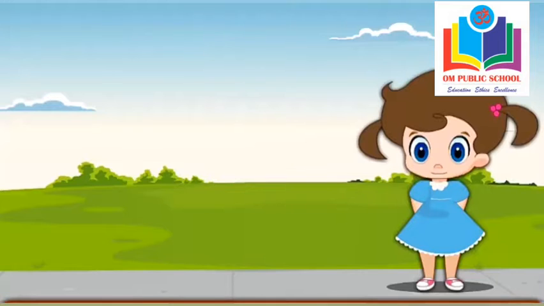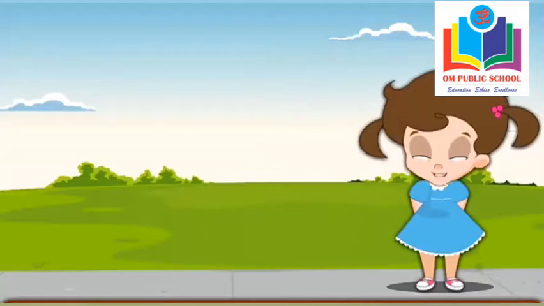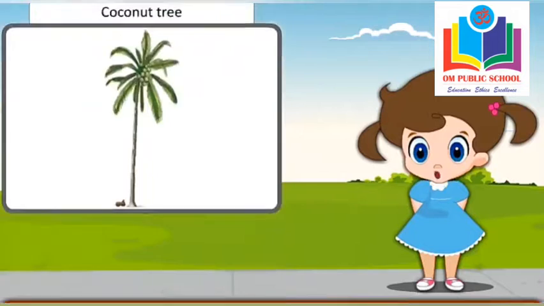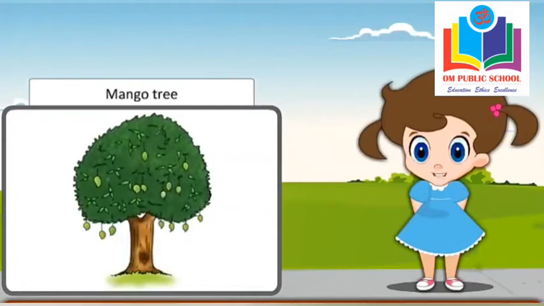Now I will tell you the different types of plants. First one is trees, shrubs, herbs, climbers and creepers. I will tell you about trees. The tall and strong plants are called trees. The branches and leaves give shape to a tree. Example, coconut tree. Trees differ in height and shape. Coconut is a very tall tree and mango is a medium height tree.